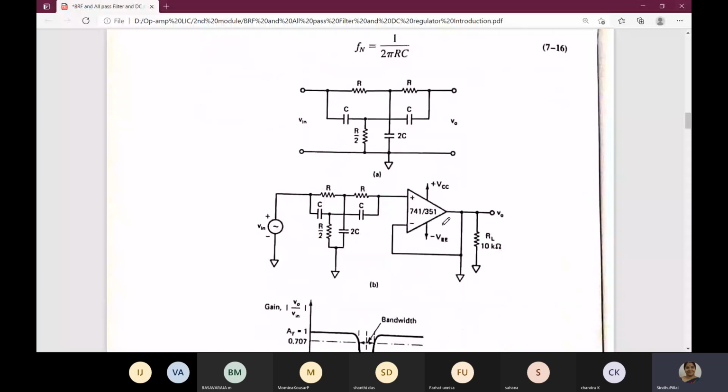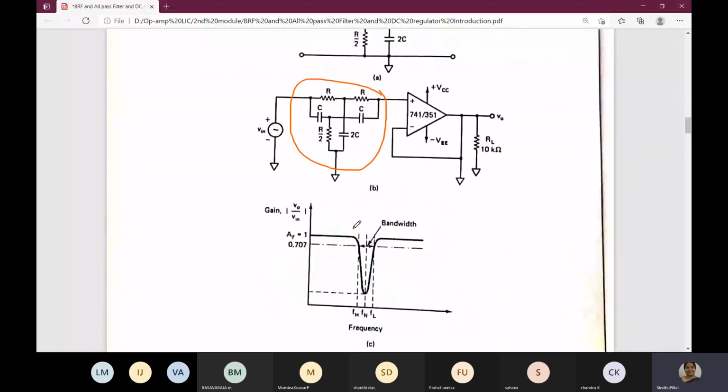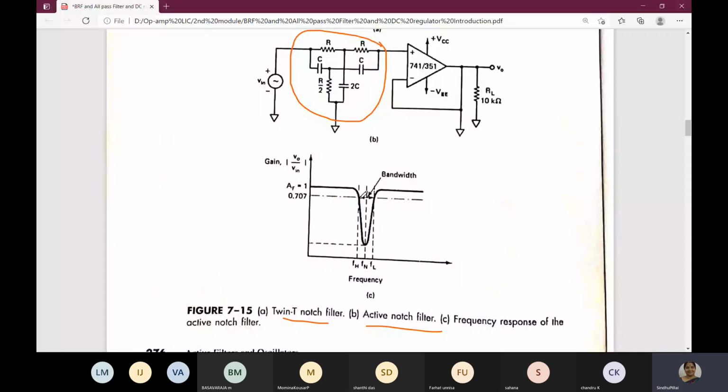When this T network is connected to an op amp, which is just a voltage follower, we call it an active filter. This is the active filter where a single frequency of 60 hertz is completely removed. Its frequency response is very narrow, the bandwidth is very narrow. FH and FL are shown, and this is the frequency response of the twin T notch filter. So B is the active notch filter, and the frequency response is shown.